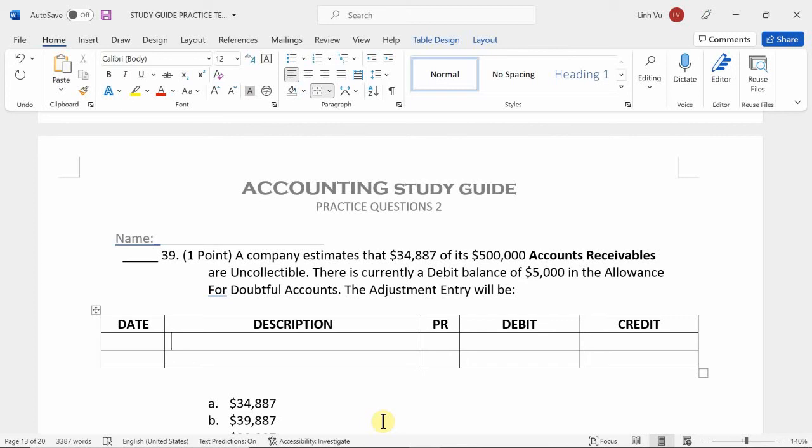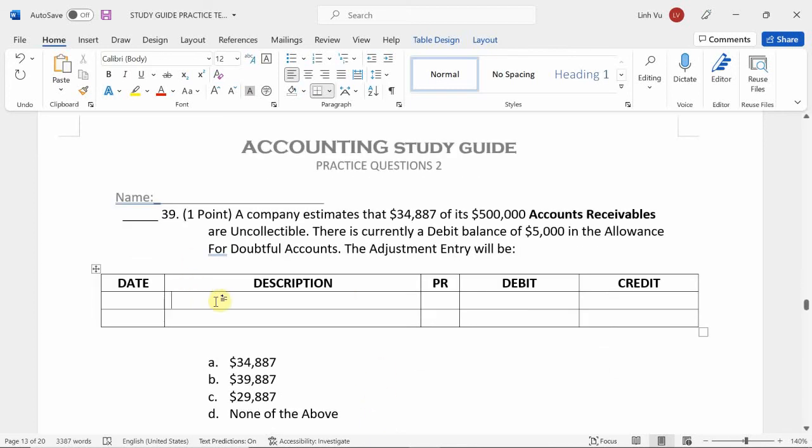B, 39,887. So in this case, let's go ahead and journalize it. You're going to have your bad debt expense, and you're also going to have allowance for doubtful accounts.